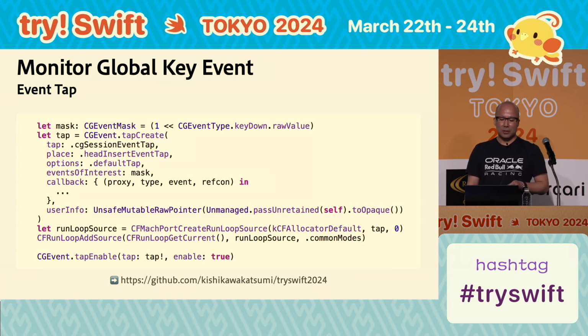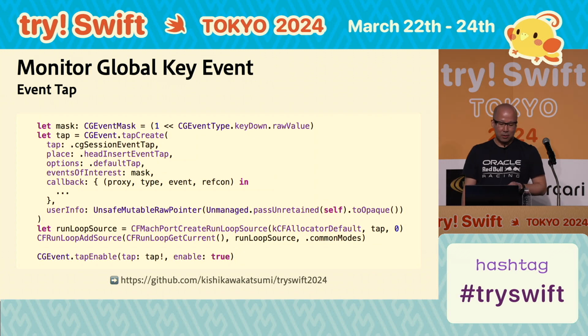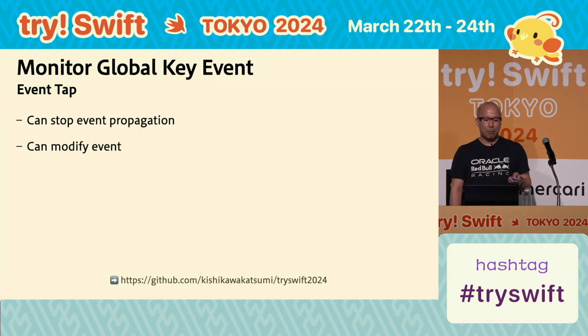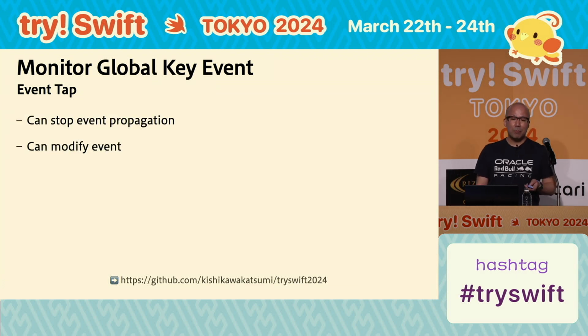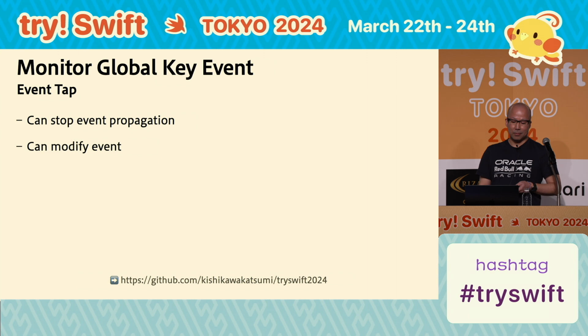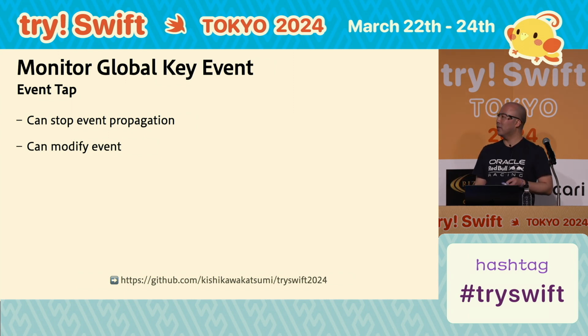Another API is event tap. This is an API that allows you to literally tap events. The big difference is this API can stop the propagation of events or modify events if necessary. This is what the word tap indicates. See the sample code for more details.